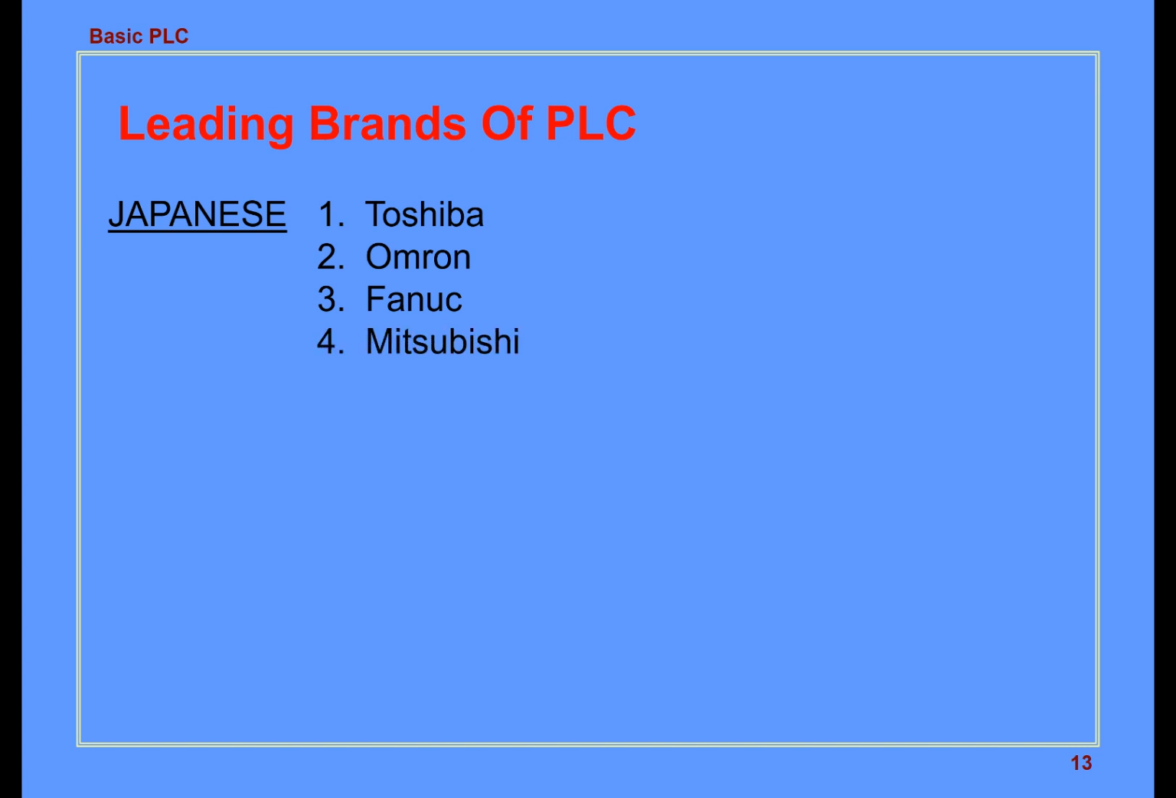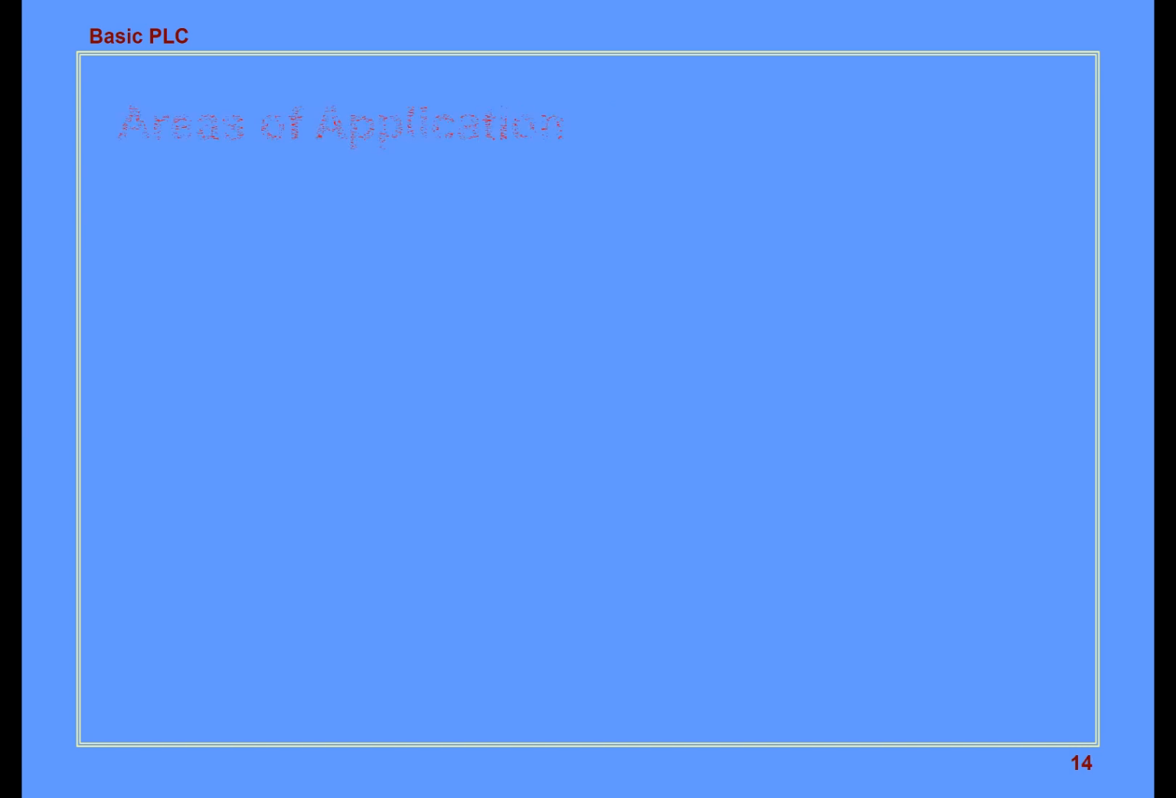Mitsubishi, of course, they make everything. Mitsubishi does everything from PLCs to automobiles to television sets. They don't make phones, but they make a lot of the ICs that go into phones. So Mitsubishi makes everything. Those are the big players. The areas that they're used, manufacturing, of course, is the number one, that was designed for manufacturing.